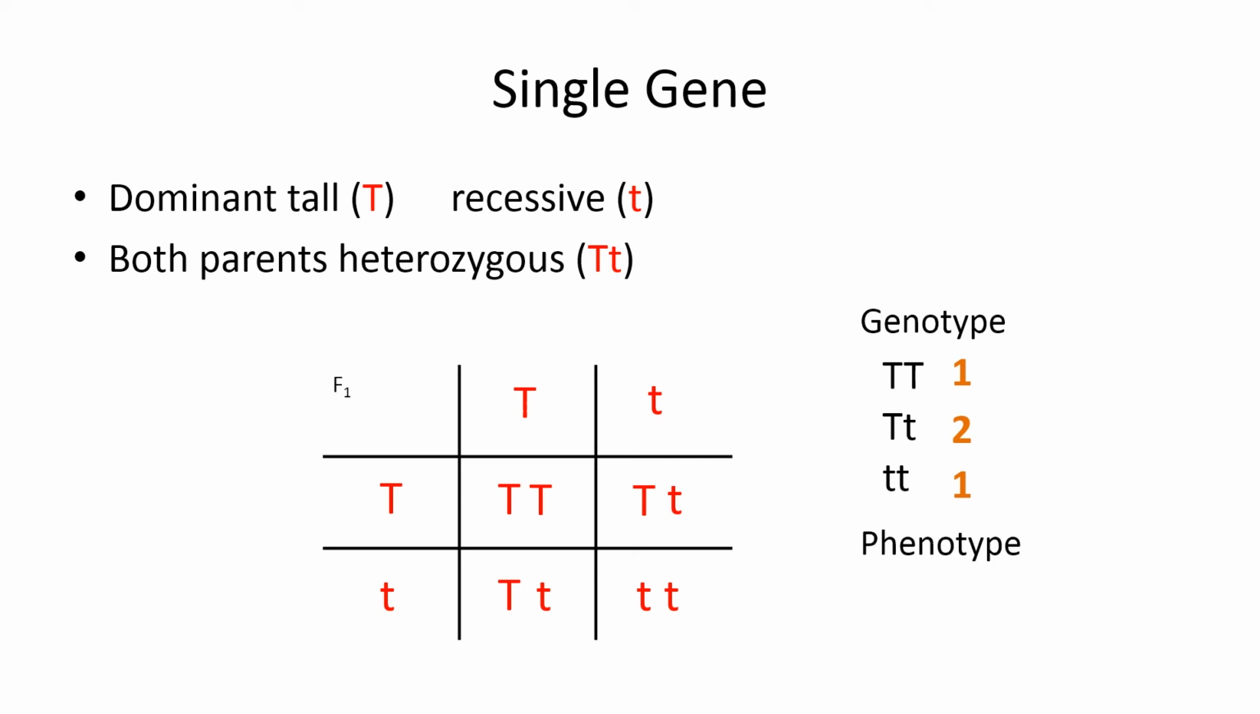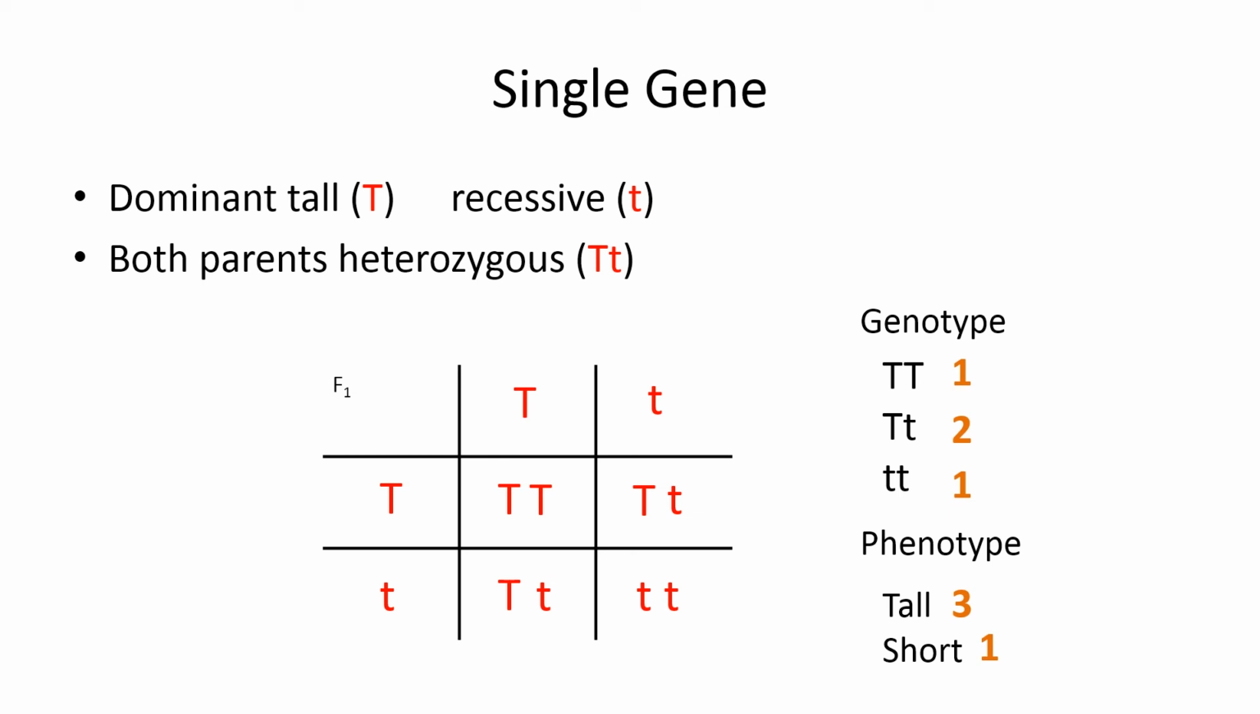When we look at the phenotype through the genotype, first let's remember that a T is dominant, tall, so we count up how many of the genotypes have capital T. There are 1 capital T T and 2 capital T lowercase t, which gives us 3 tall individuals. Then we count how many of the genotypes have lowercase t, and there is only 1, so we have 1 short individual. Let's check the math. 3 plus 1 equals 4, which is correct. So our phenotypic ratio is 3 tall and 1 short.